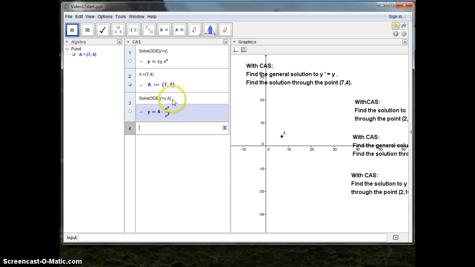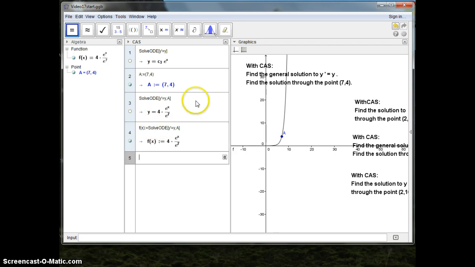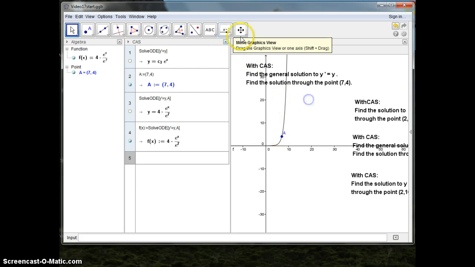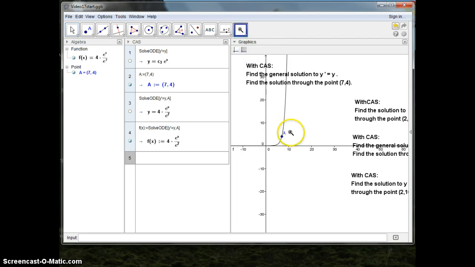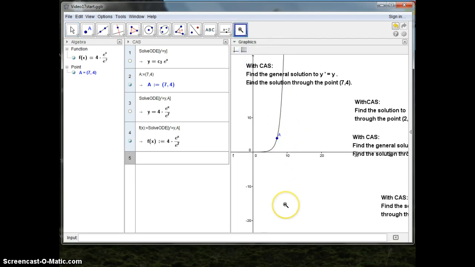If I wanted it to be a function, I'll simply copy it, and I'll put f of x colon equals this one, and I get the equation, and I can see that it goes through the point as I want it. Maybe I want to zoom in a little bit to see that.